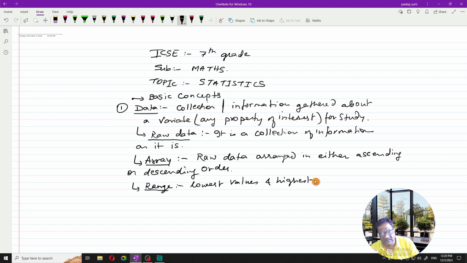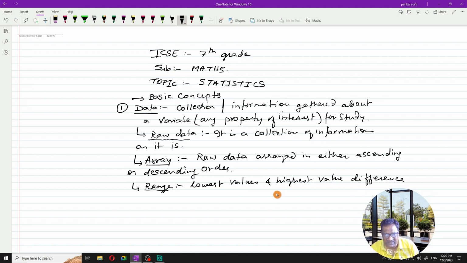Okay, so the difference between the lowest and the highest value is known as the range. So what is the range of data? It is the difference of the lowest and the highest value of the data.